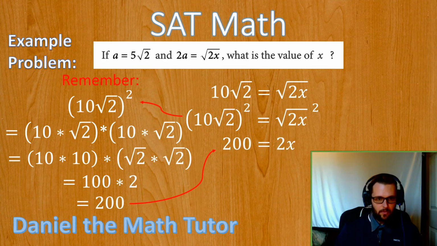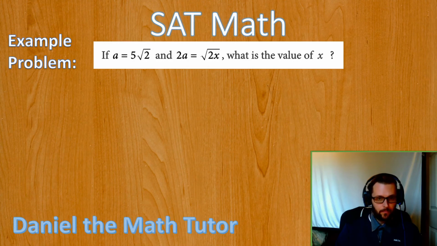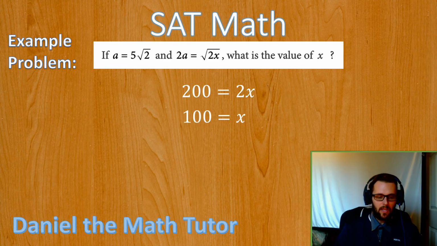So now we can substitute the 200 into the equation because we know that that is equal to 2x, because when you take the square of something that was a square root, now you just have the value that was under the radical, so 2x. So now we have a simpler equation, 200 equals 2 times x. To complete the problem, let's simply divide both sides of the equation by 2 to isolate the variable x. And the value of x is 100.